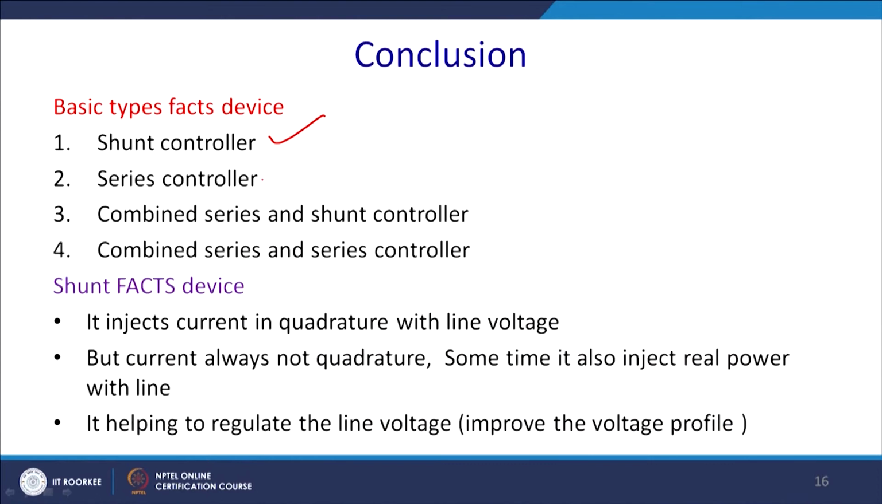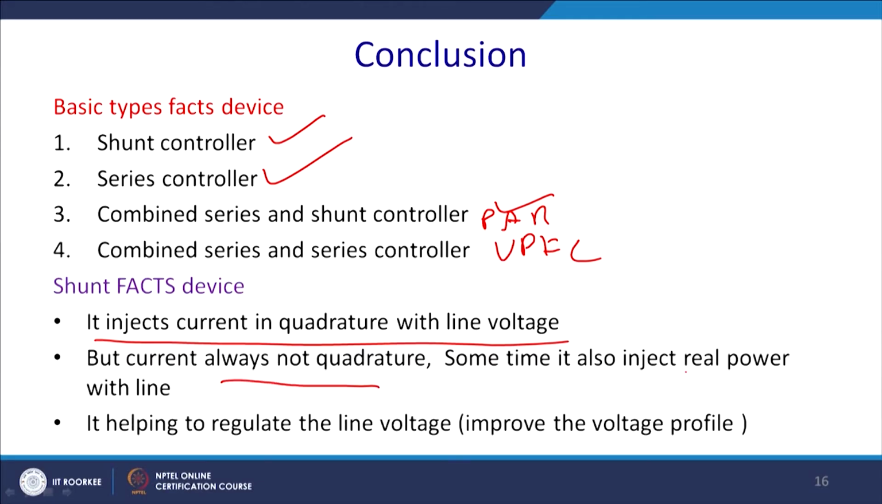So, we know the basic types of FACTS devices are the shunt controller, series controller, power angle regulator, and combined series and shunt controller. This is basically the PAR and this is basically the UPFC. Now we start discussing the overall FACTS devices and their philosophy.